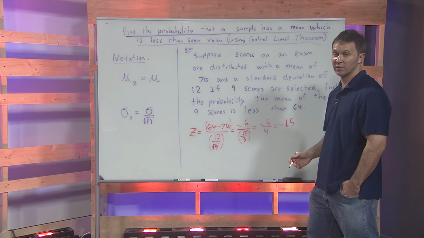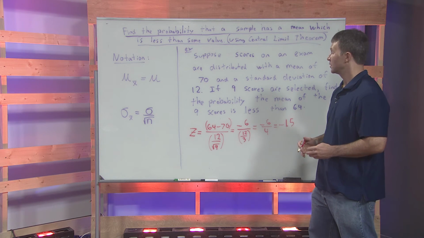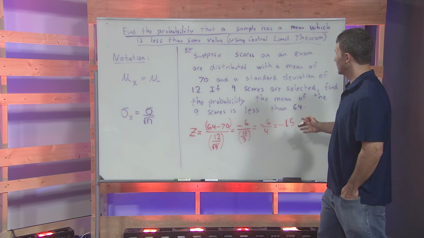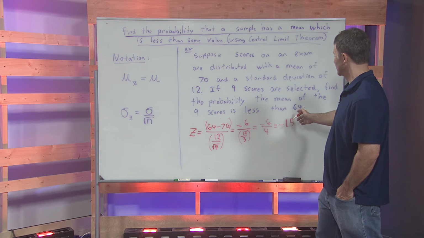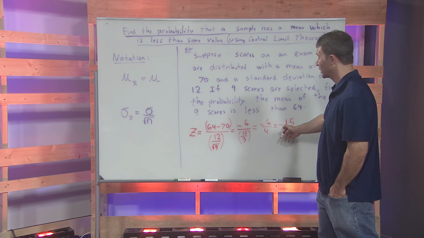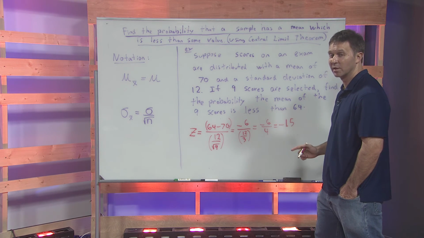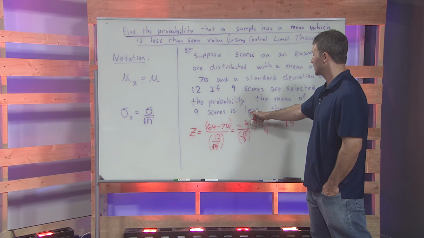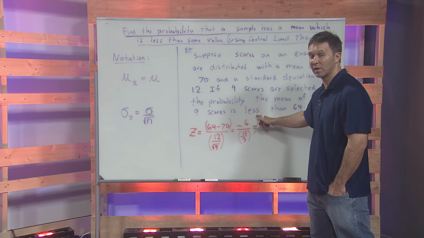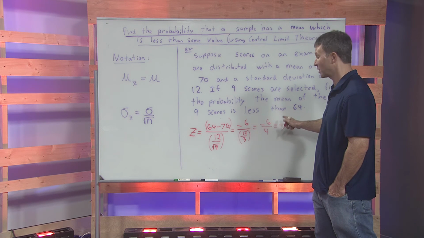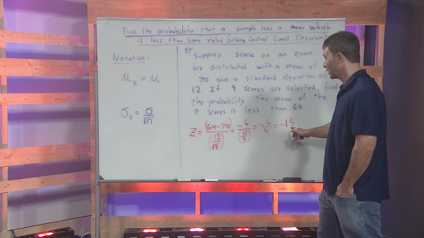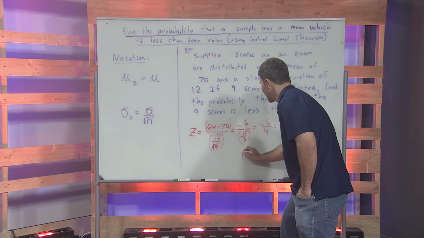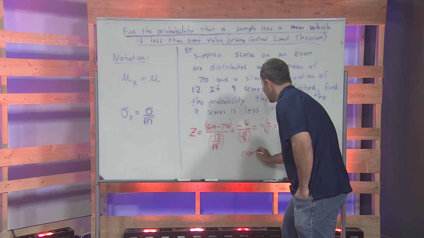Okay, so we found the z-score, but we're still not done. So now we've got to find the probability that the mean was less than 64. So we converted it to a z-score, but to finish the problem, we're going to find the area to the left of this z-score because we're finding the probability that the mean was less than 64. So since we're finding the probability that it's less than 64, that means find the area to the left of this z-score. And to find the area to the left of a z-score, you can use normal CDF.